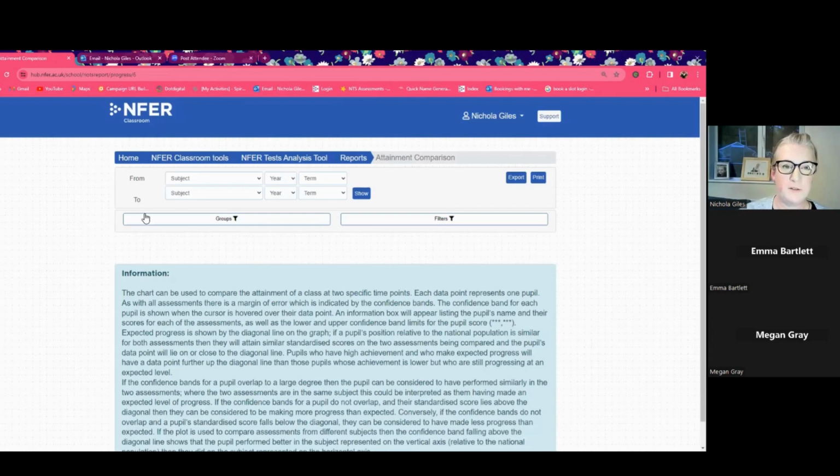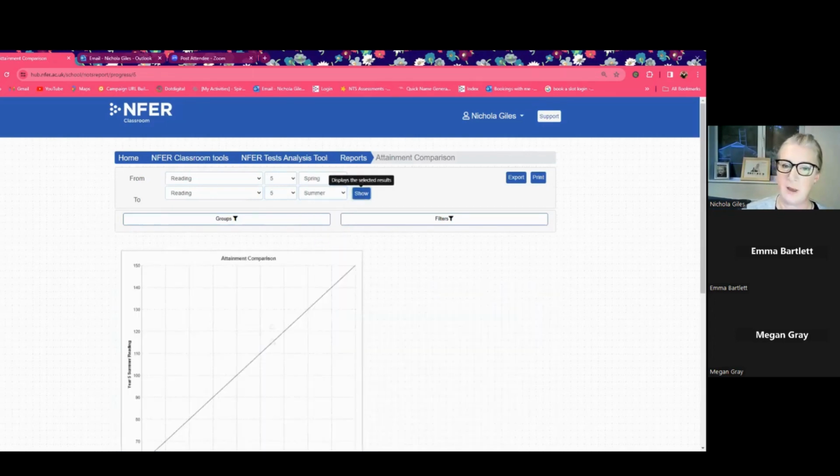I'm going to jump off the individual one and straight onto this, which remember is the attainment comparison. So reading, again, useful for reading leads or English leads in school. So this is year 5. And I'm going to do, it might be the way you go from spring, the term that we're in now, and then it might be once you've got that summer data in there, you would then be looking at that.